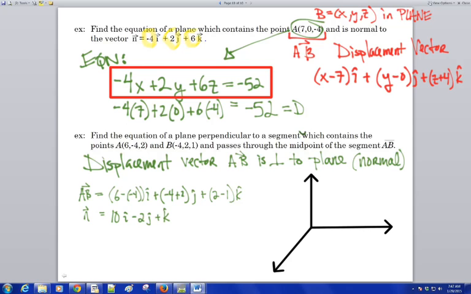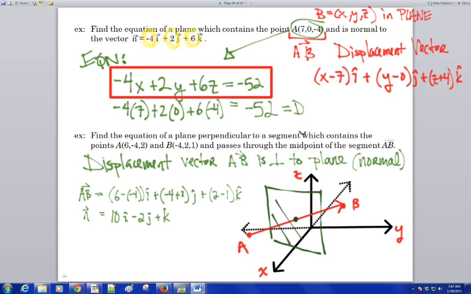And I get it in component form. And what I want to know is how that's going to look. So there's my coordinate system. There's A and B. That's my displacement vector. There's my plane through the midpoint. And basically, I am going to take that position vector, which is from the origin, and I want to add that value to it. That's half the value. And that becomes my normal vector.